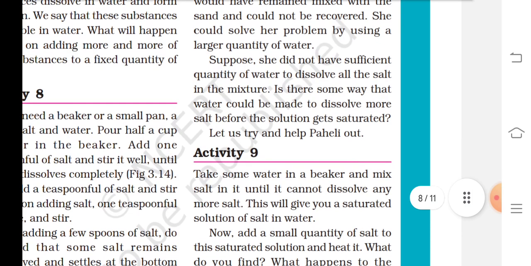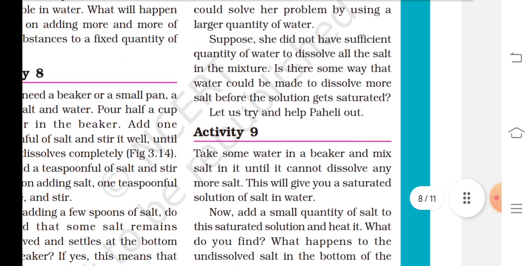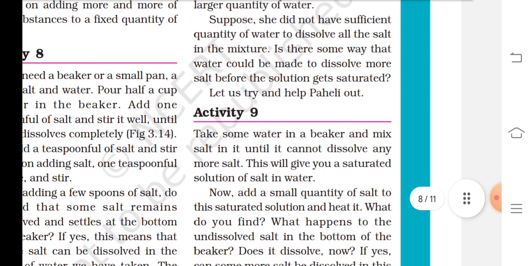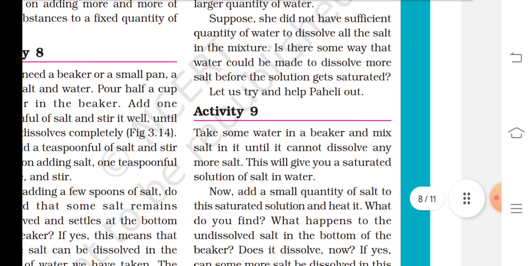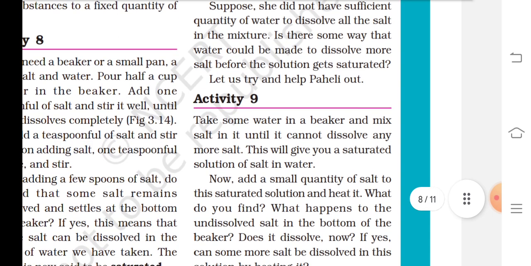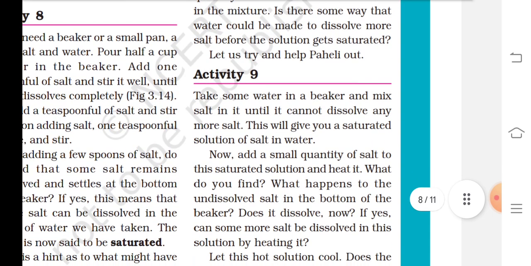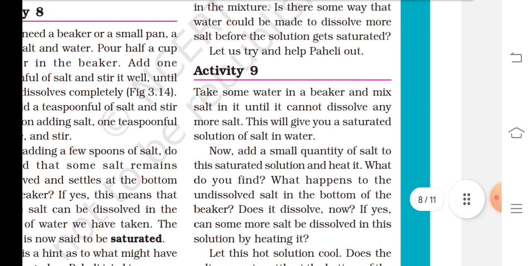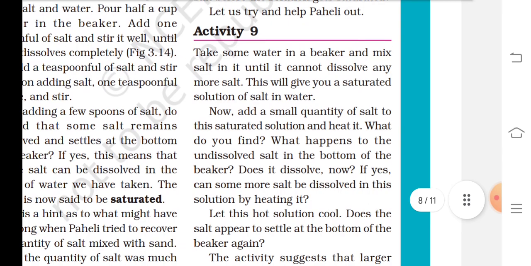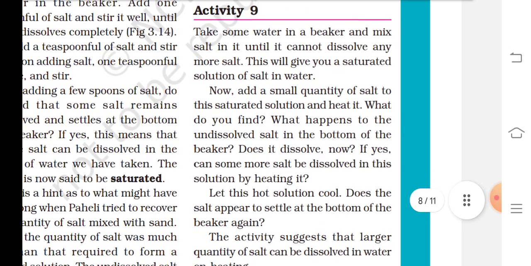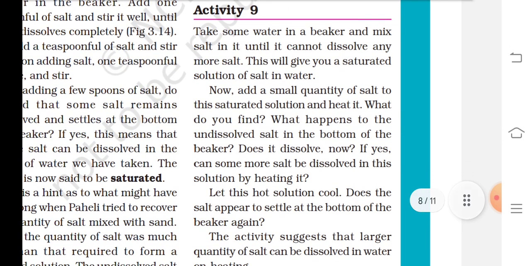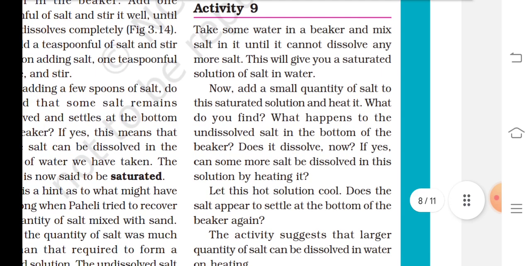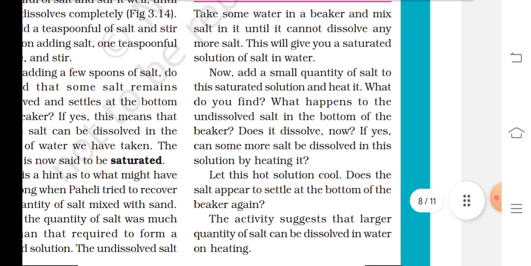She could solve her problem by using a larger quantity of water. Suppose she did not have sufficient water to dissolve all the salt in the mixture. Is there some way that water could be made to dissolve more salt before the solution gets saturated? Let's try and help Paheli out. Activity 9. Take some water in a beaker and mix salt in it until it cannot dissolve any more salt. This will give you a saturated solution of salt in water.